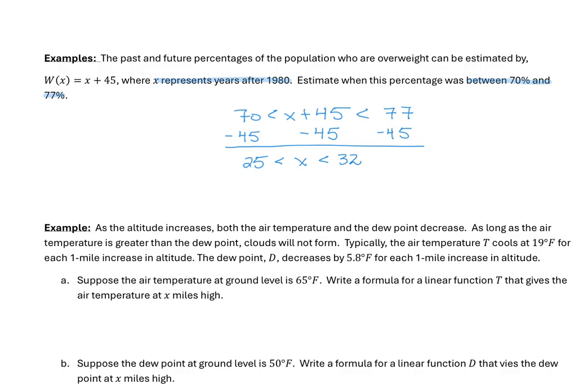It says estimate when this percentage was between. And so we do want to keep in mind the original, what does x represent? X is the years after 1980. And when we answer this question, we do want to go ahead and use words that indicate an inequality. And so it was between, and you can go ahead and use the same terminology that they're using. If we add 25 onto 1980, we get 2005.